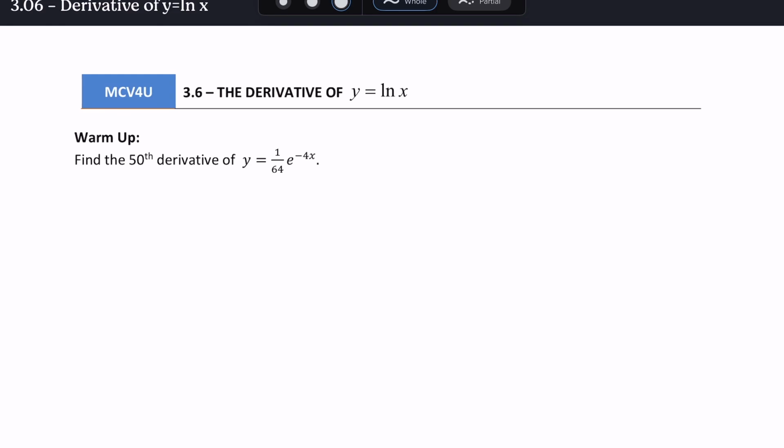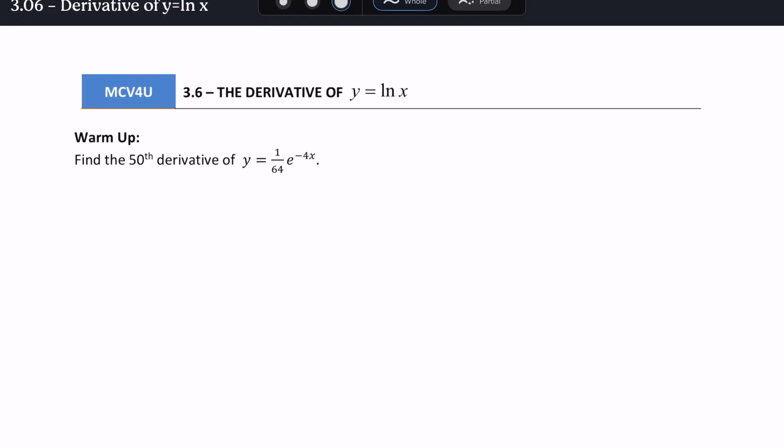Welcome back to another lesson in MCV4U. Today we'll be talking about the derivative of y is equal to ln x, or more commonly known as ln x, or the natural log of x. And we'll discuss a little bit more about that as we go through this lesson.